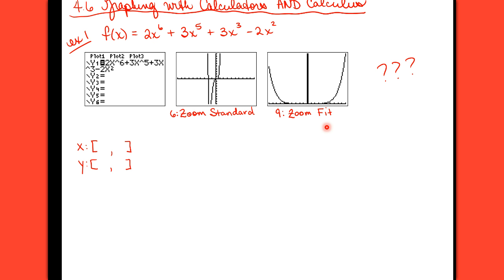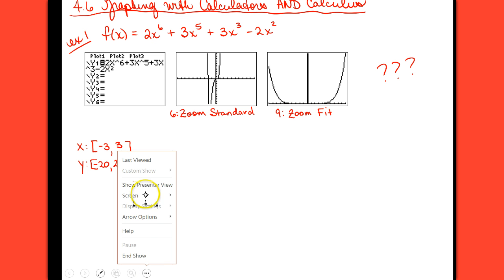So I'm going to need to manually set a window here. I'm going to need to get rid of some of my x's and then add on some more y's. So what I'm going to use is -3 to 3 for my x's and -20 to 20 for my y's. Now, you could use whatever you want to. That's just what I selected to use. So let's do that.